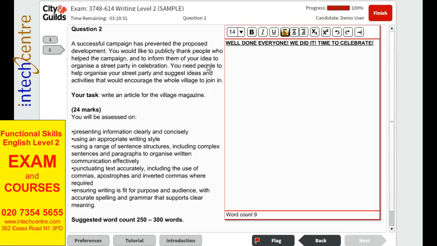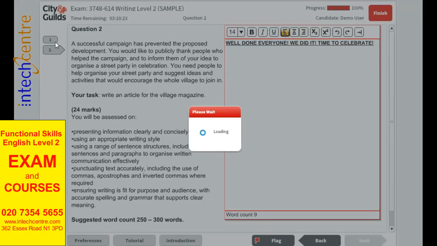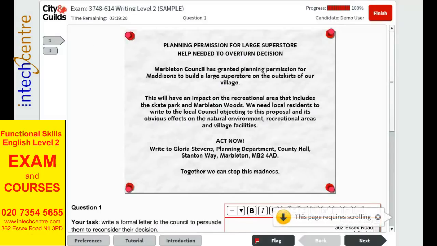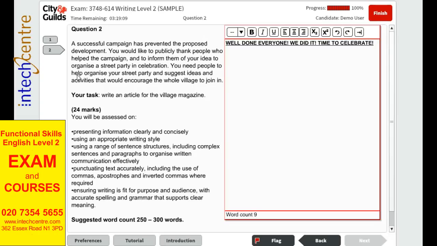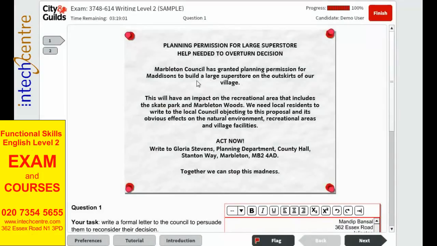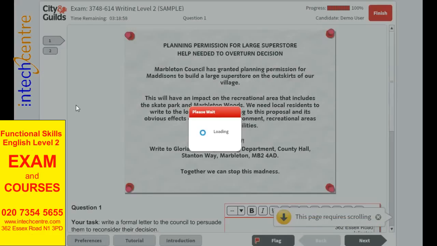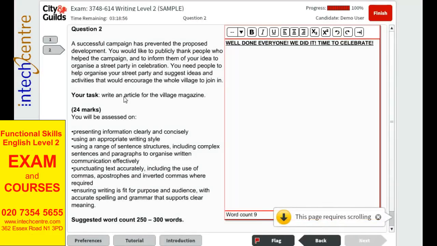Again, I'm going to use the scenario. So the proposed development. If you're not sure, if you've forgotten what the development was, maybe you're nervous in the exam, you might forget, you can go back to scenario one. So again, you can just have a read of the first scenario. So Marlborough Council has granted planning permission for Madison's to build a large superstore. So the proposed development was the large superstore. So the people of Marlborough have come together and prevented this proposed development of the large superstore.